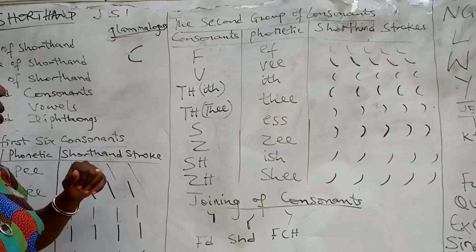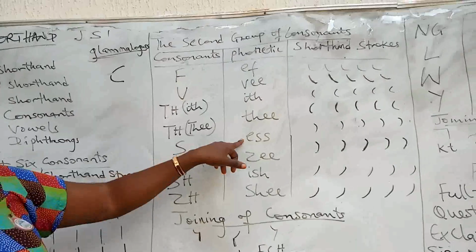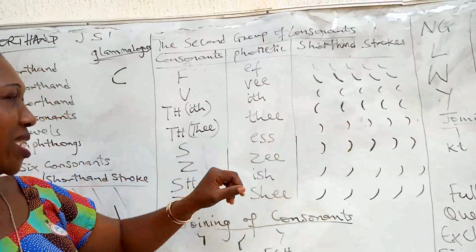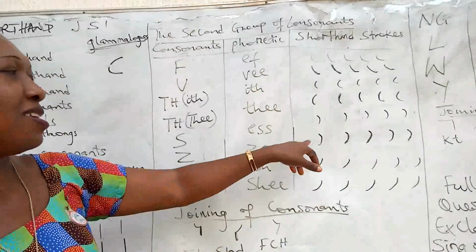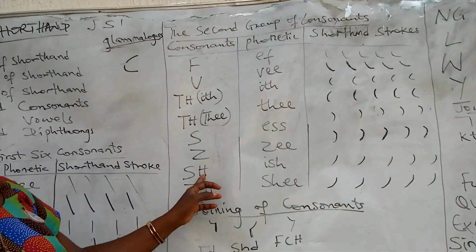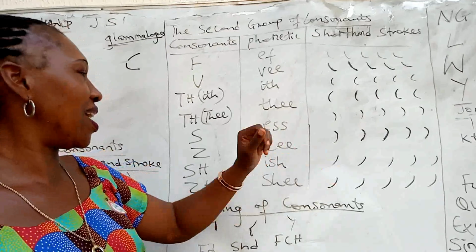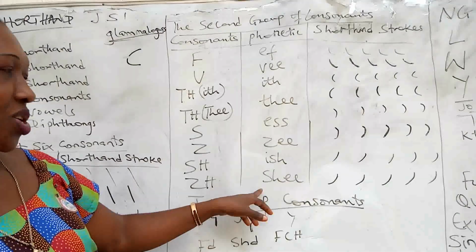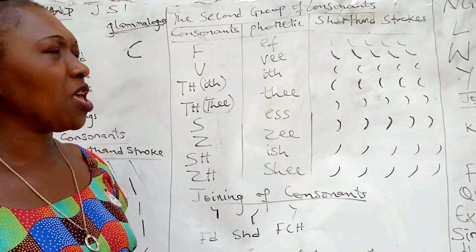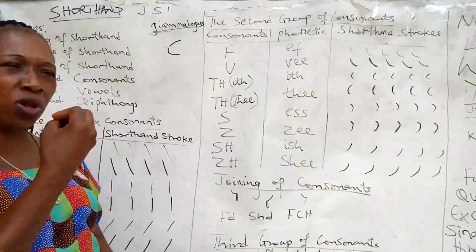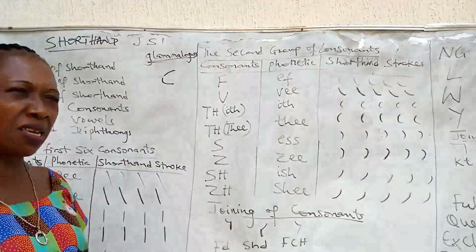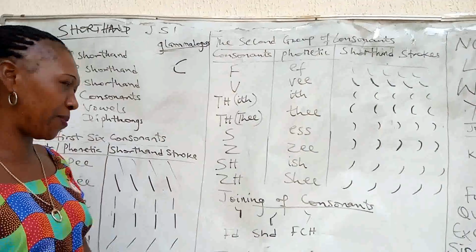Then the second one. We have X, the phonetic, light. Z, heavy. Sh, light. Sh, heavy. When you are calling the heavy ones, you will notice from your mouth that it is hard for you to pronounce them.